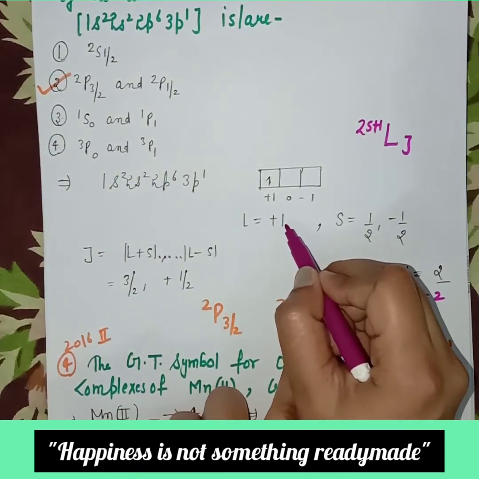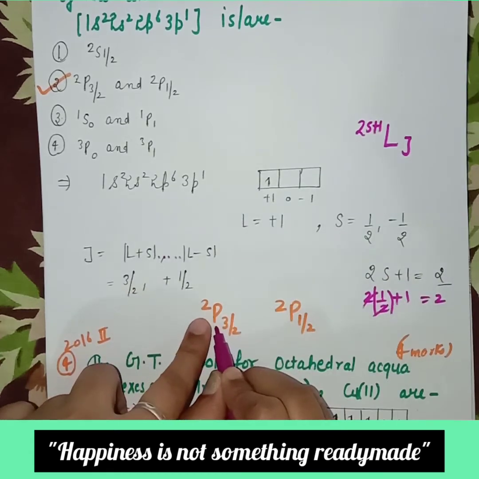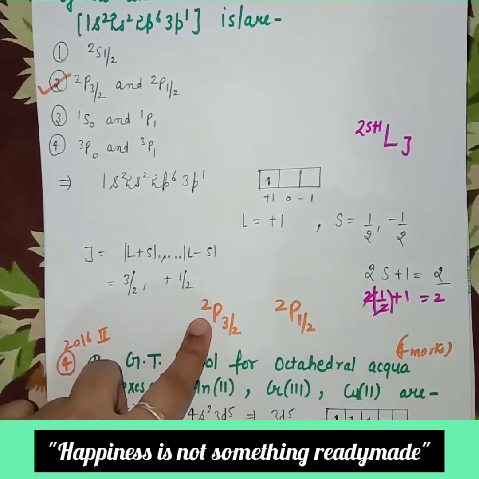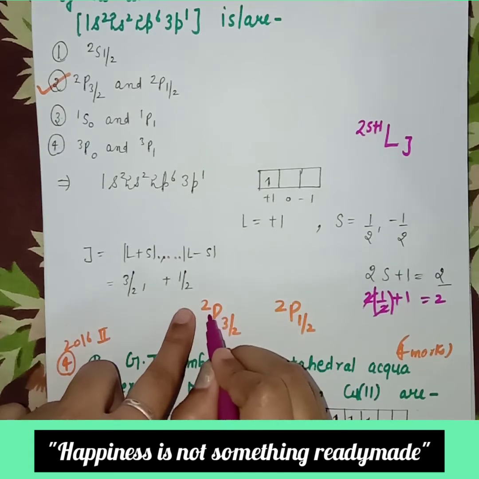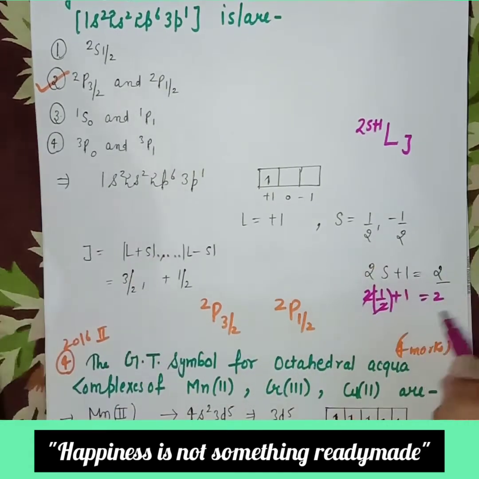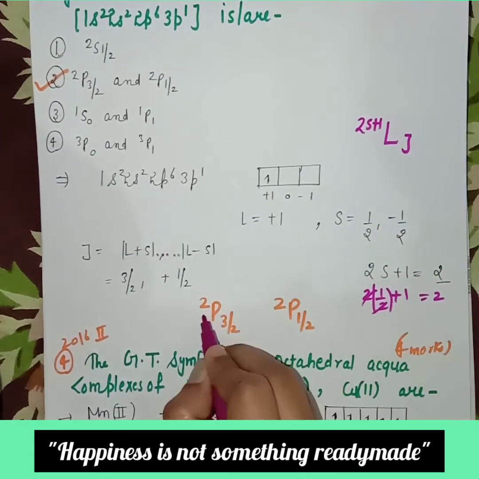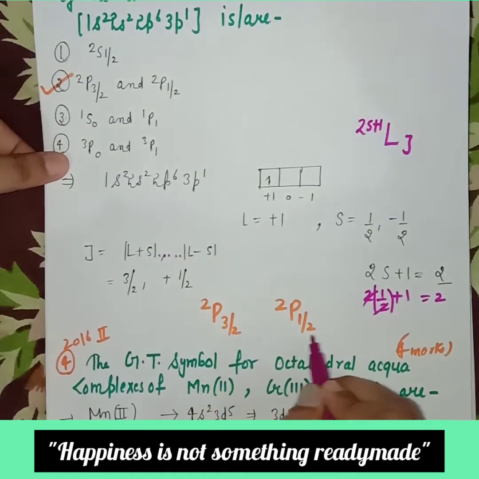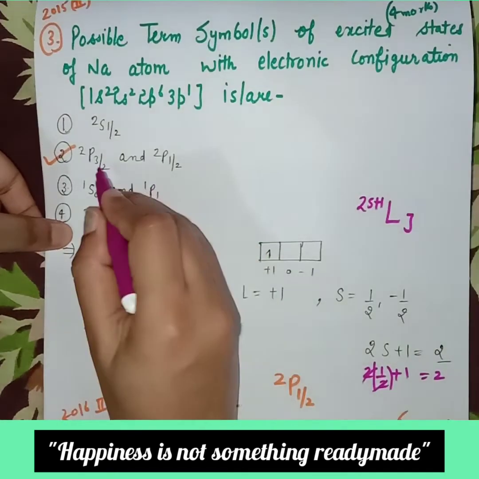For the value of L, the orbital is p. Write p on both sides. So here S value, spin multiplicity is equal to 2. So 2, 2, there is only difference in the value of J. So correct option is this one.